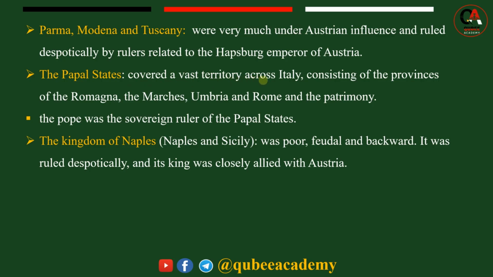It covered a vast territory across Italy, consisting of the provinces of Romagna, Marches, Lombardia, and others. This was the state which was ruled under the Pope, that means the Pope of the Roman Catholic Church.